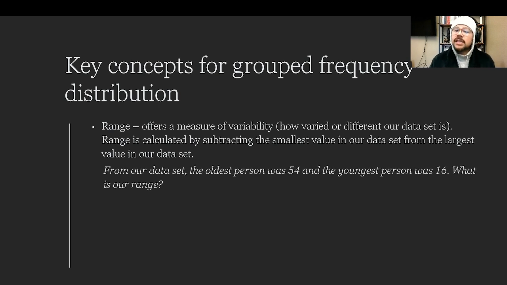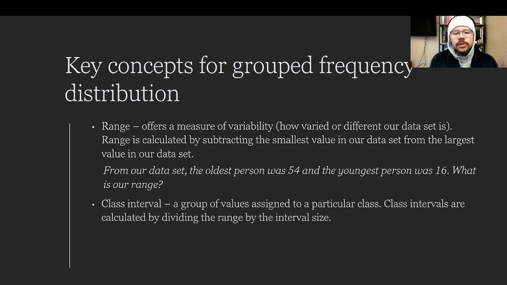If we were to do this based on the data I presented in the previous slide, the oldest person in our data set was 54 and the youngest person was 16. Applying this formula of range to this scenario, we would take 54 minus 16, and I think we end up with 38. So if I were to ask what is the range of the data set of ages, you would subtract 54 minus 16 and tell me that it was 38.